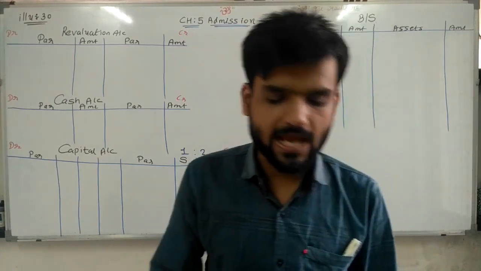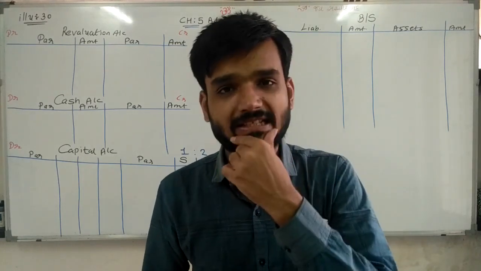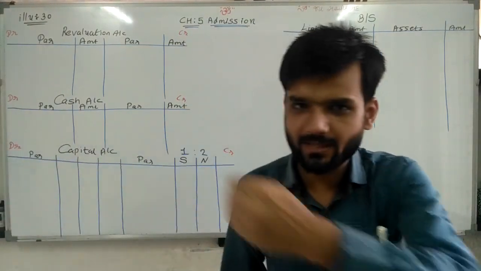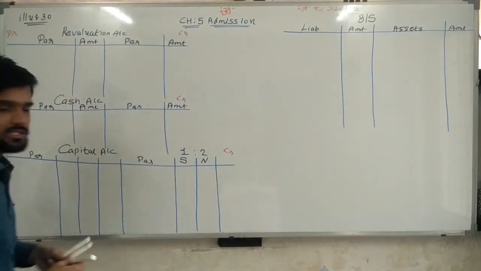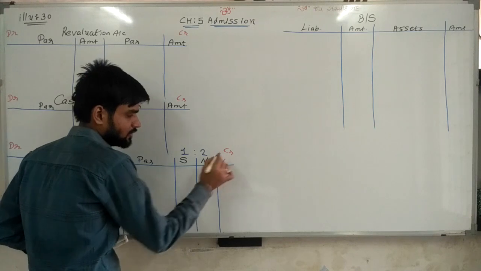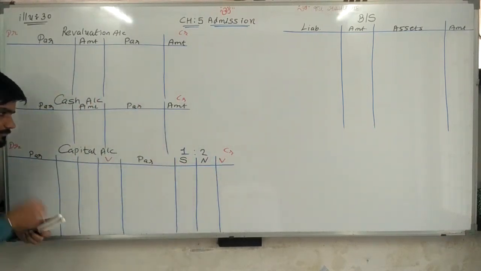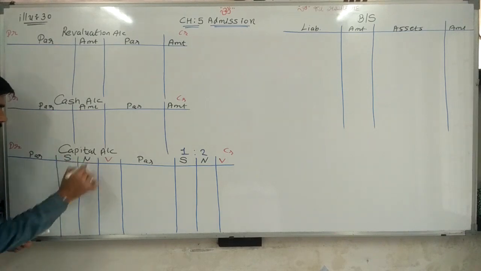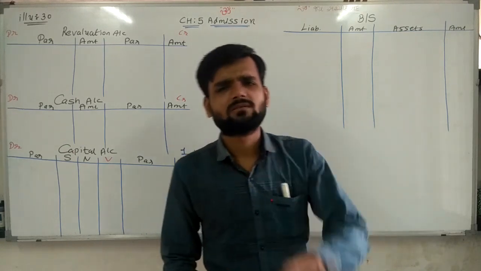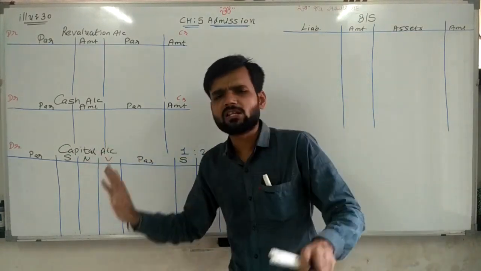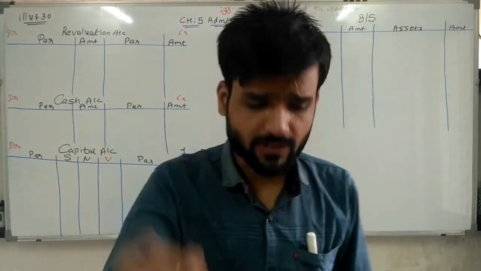Going ahead. They admitted Vijay as a new partner as on the above date for the following terms. Now a new partner is admitted and the name of the partner is Vijay. So we admitted, so write V, the third partner. S and V. Now whatever names are given, S and V are the partners. That's it. Going ahead. First adjustment.